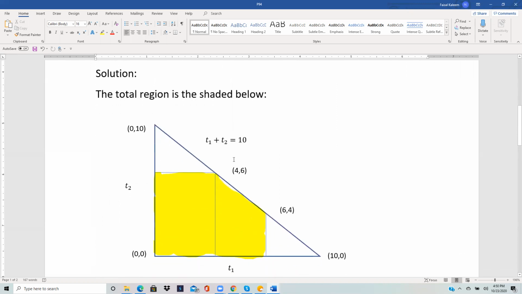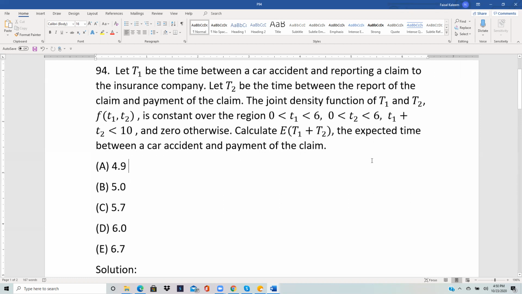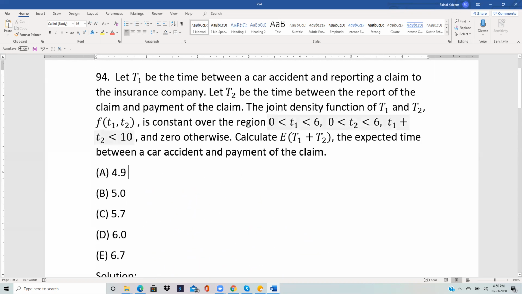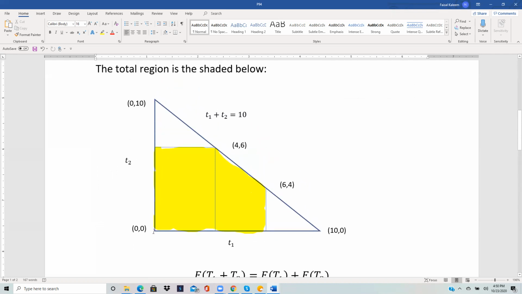So the total area of the region is here. We had T1 plus T2 is less than 10. So the diagonal line is T1 plus T2 equals 10. So less than 10 will be all the region below it, so basically the whole triangle. But we're also given that T1 is between 0 to 6 and T2 between 0 to 6. So 0 to 6 for T2 and 0 to 6 for T1 cuts it off, and we actually have this yellow region. That's the total region under consideration.